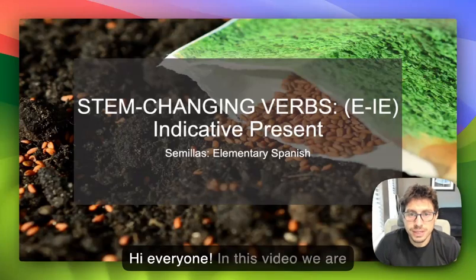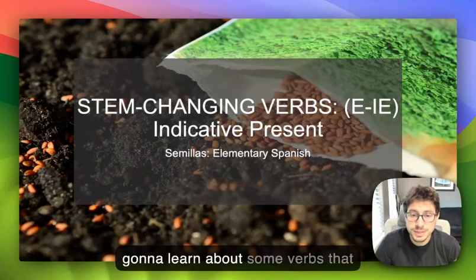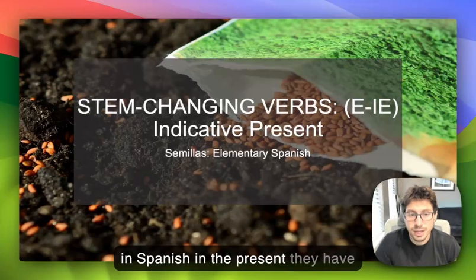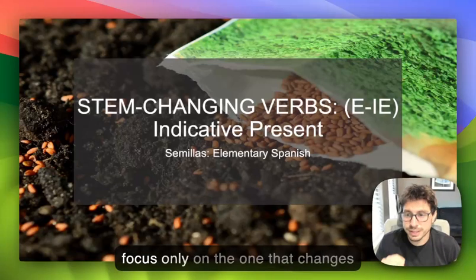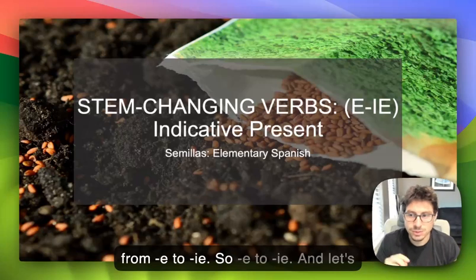Hi everyone! In this video we're going to learn about some verbs that, in Spanish indicative present, have a stem change. We're going to focus only on the one that changes from E to IE. So E to IE.